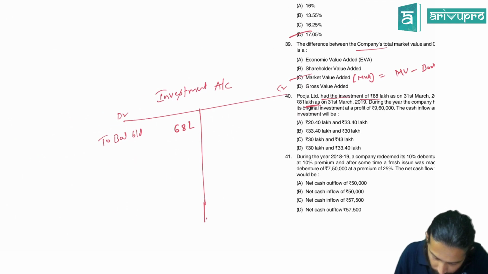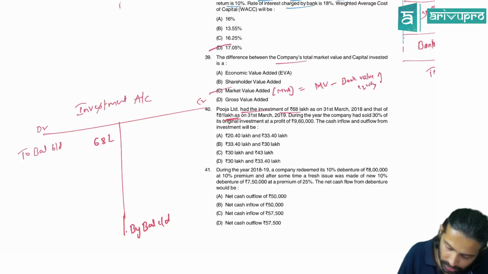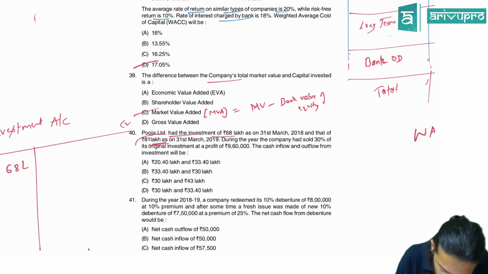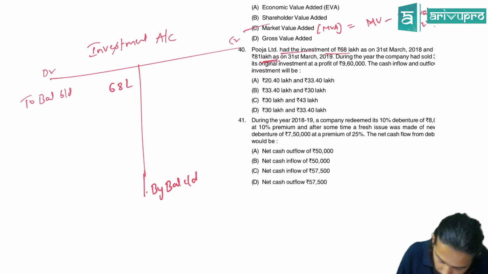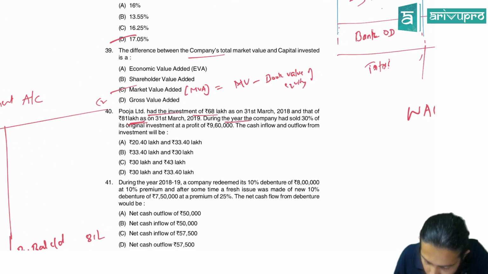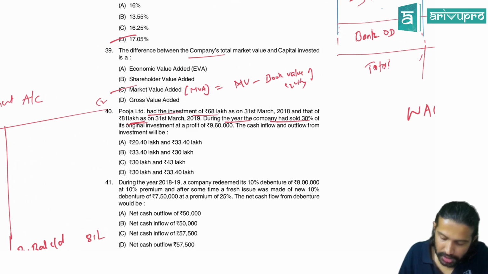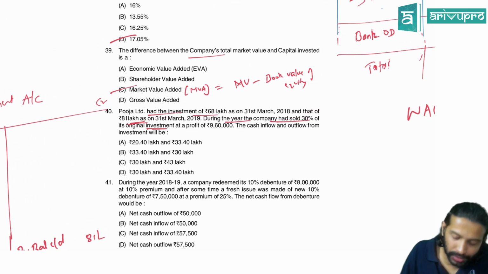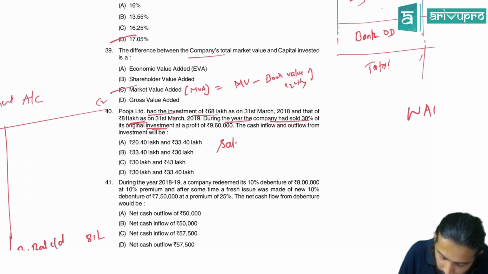And they've also given the closing balance of investment, which is by balance carried down. As on 31st March 2019, you check how much is that? 81 lakh. So opening and closing balance of investment they have given. During the year, company sold some investment. What percentage? 30% of original investment they've sold. What is original investment? 68 lakh. So that means, can you calculate the sale value?